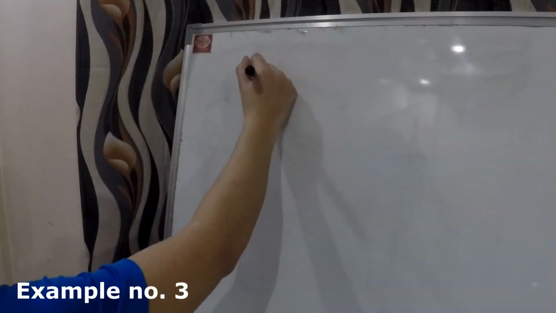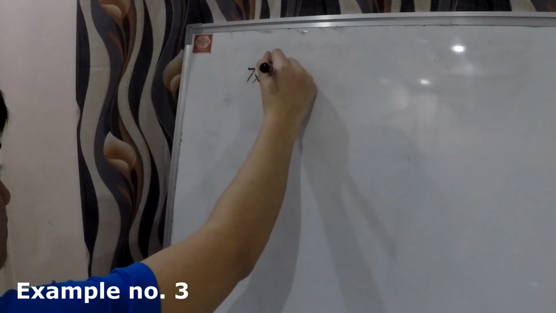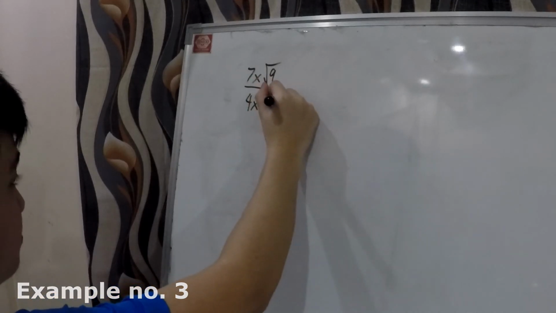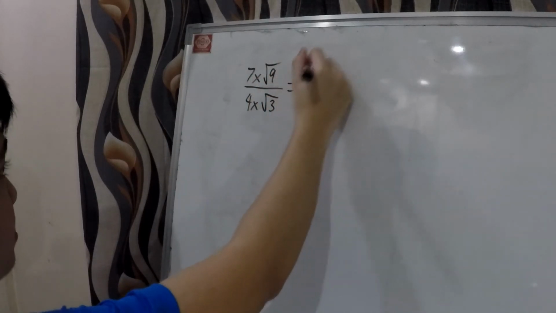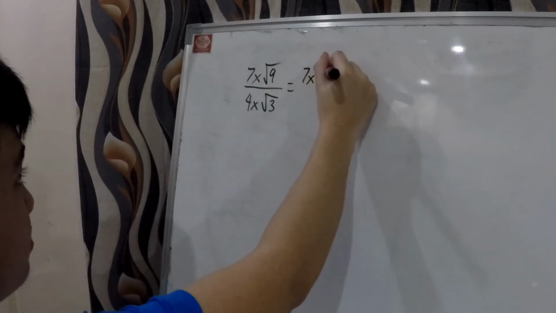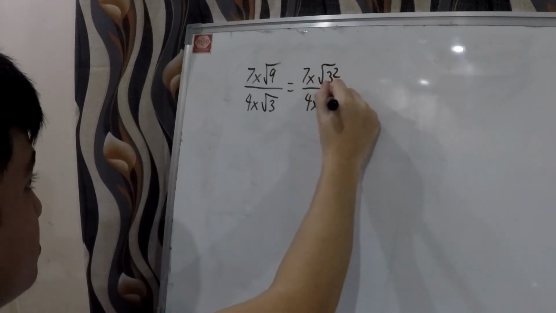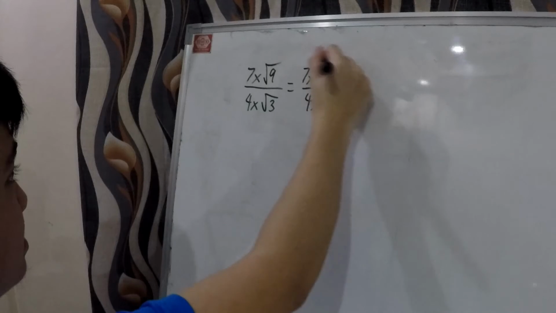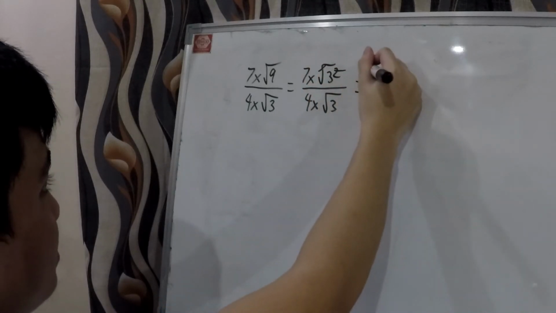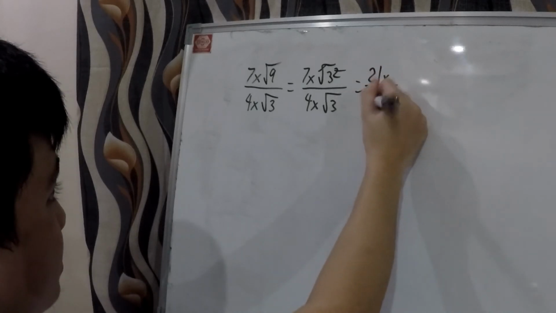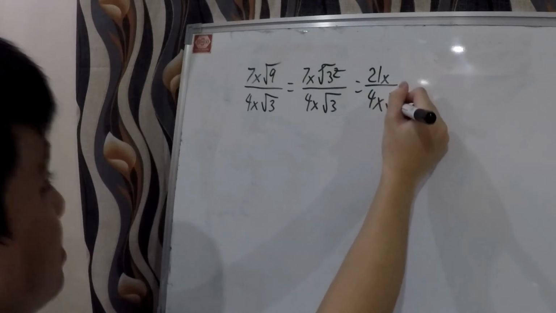Our third example involves dividing radicals with the same index. 7x times the square root of 9 over 4x times the square root of 3. This is equivalent to 7x times the square root of 3 squared over 4x times the square root of 3. So we cancel these each other out, and then we get 21x over 4x times the square root of 3.